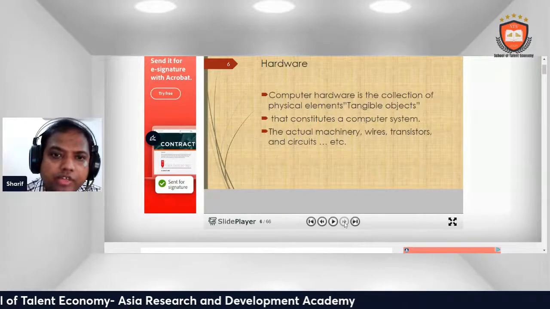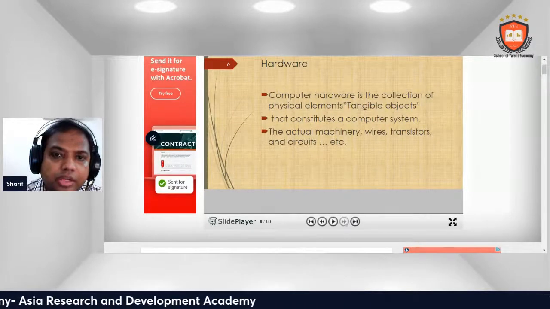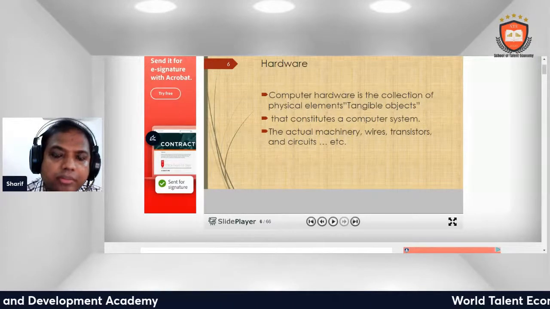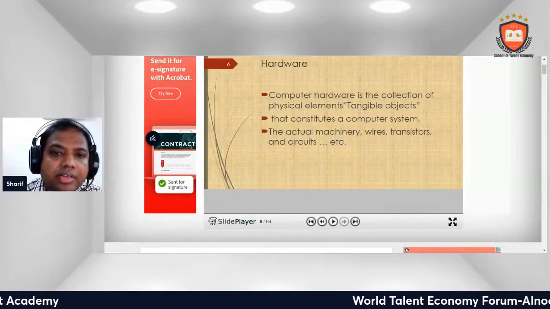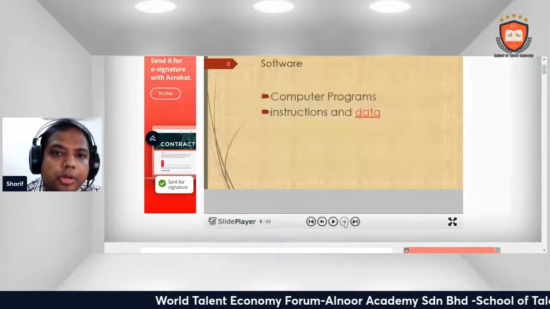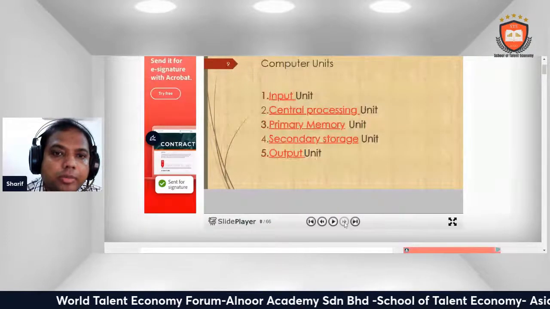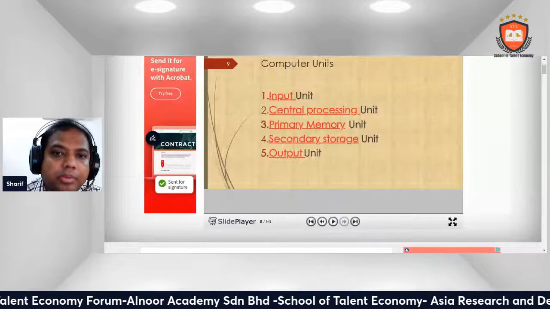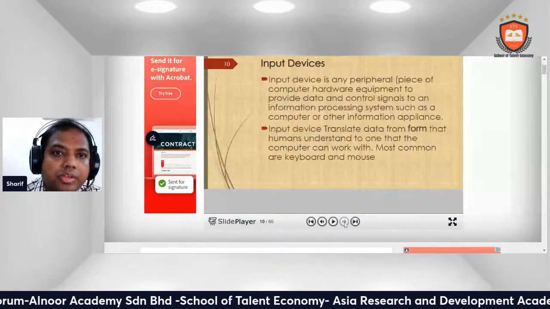Computer hardware is the collection of physical elements, tangible objects that constitute a computer system: the actual machinery, wires, transistors, and circuits, etc. Hardware, computer program instructions and data. Input unit, central processing unit, primary memory, secondary storage, and output unit.